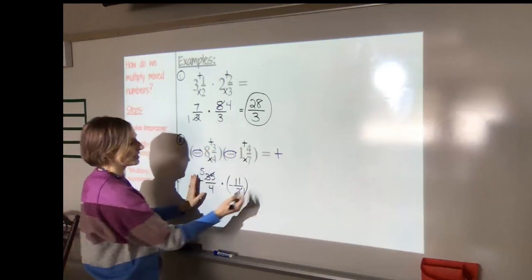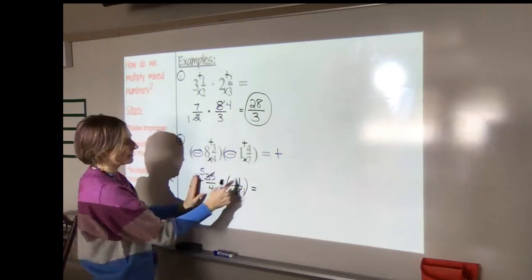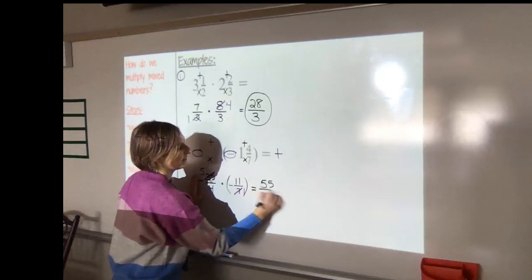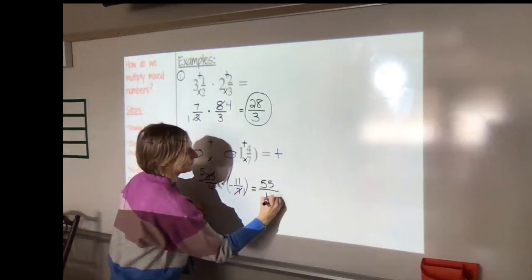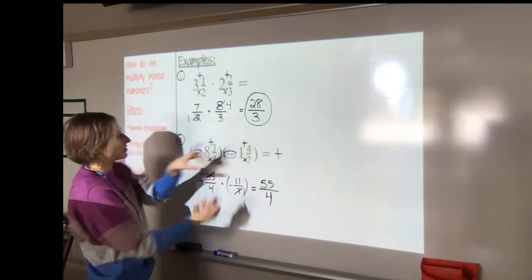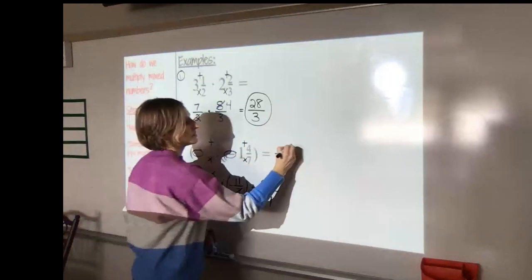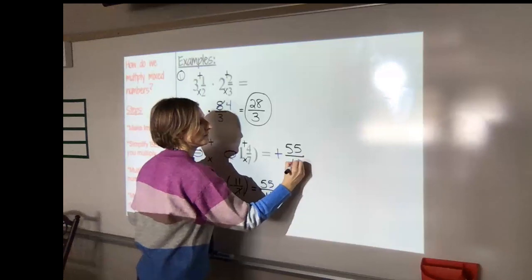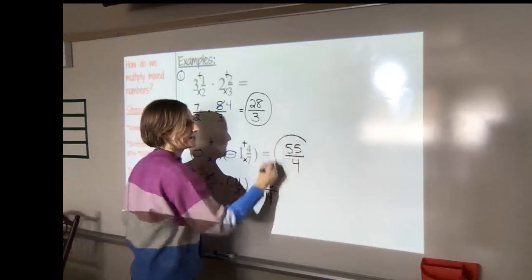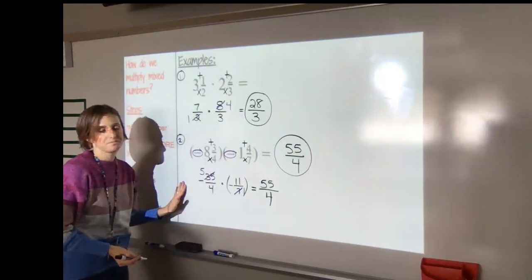So I'm going to go numerator times numerator. 5 times 11 is 55, and 4 times 1 is 4. And I know that my final answer is going to be positive because my signs agree. So 55/4. Positive is the default. I can erase that. There's my final answer.